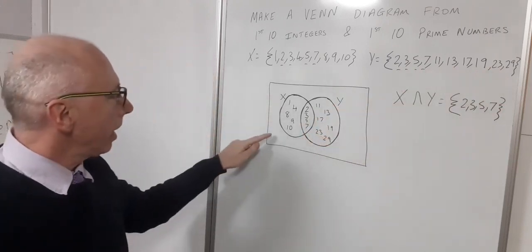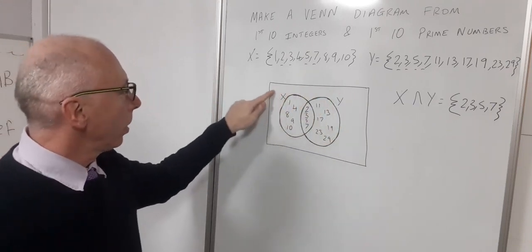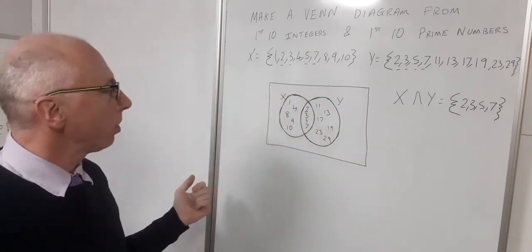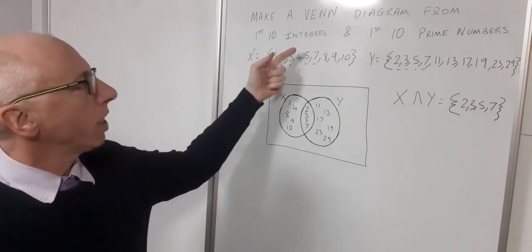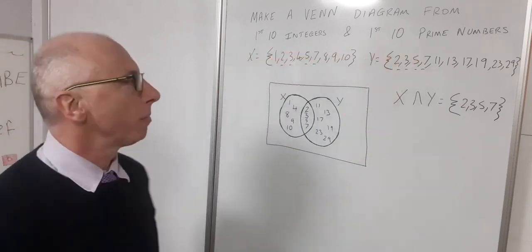Okay, and then outside of this, inside the box, we have nothing to put in there. So this is our completed Venn diagram from the first 10 integers and the first 10 prime numbers.